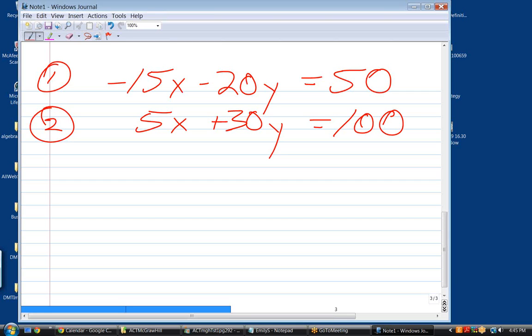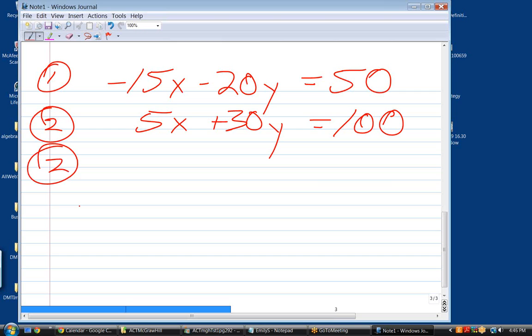You could multiply the top one by 2. That won't do it, that will make this number 100. But remember, our goal is to eliminate either an x or a y. How about if we multiply the bottom one by 3? Yes. Okay, so here's what I'm going to do.